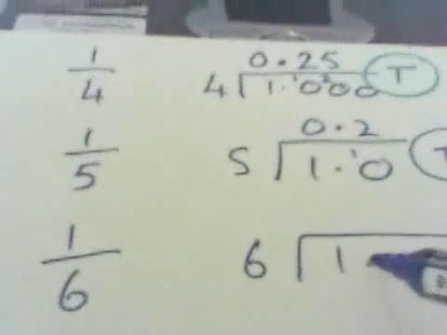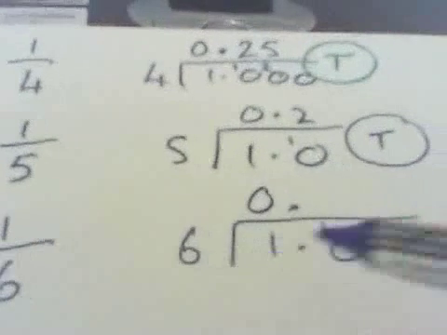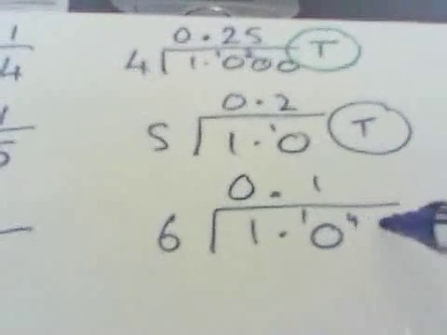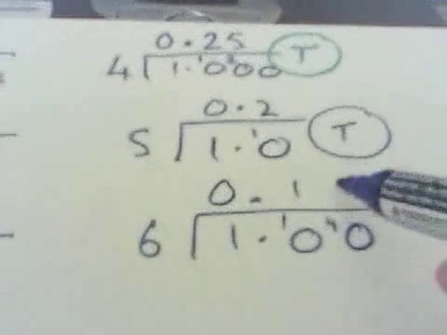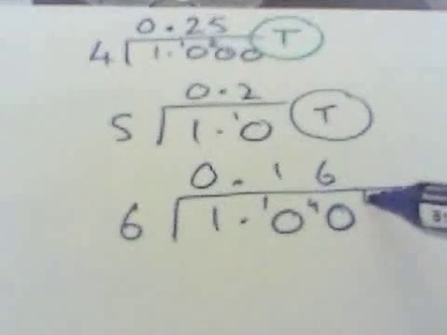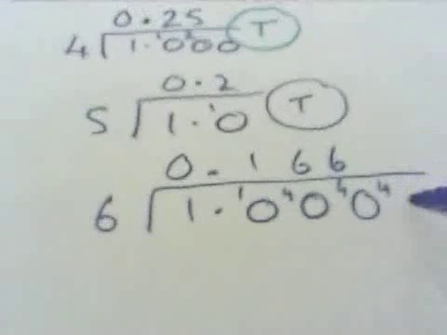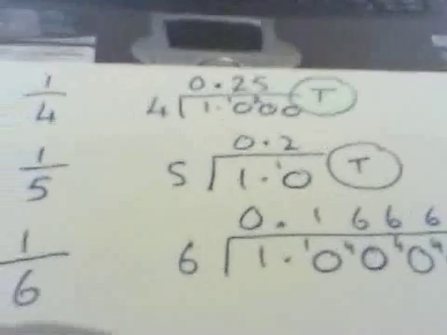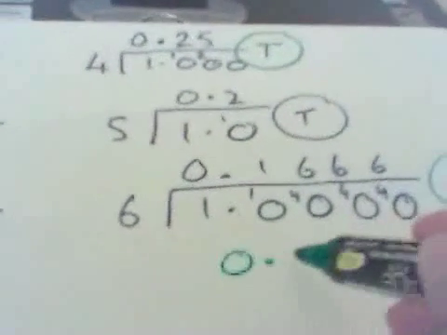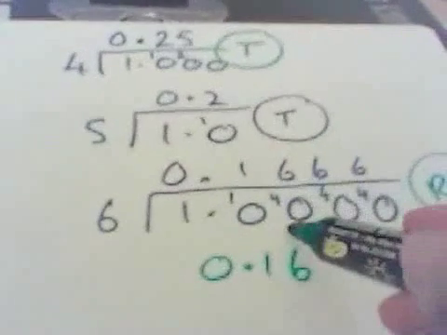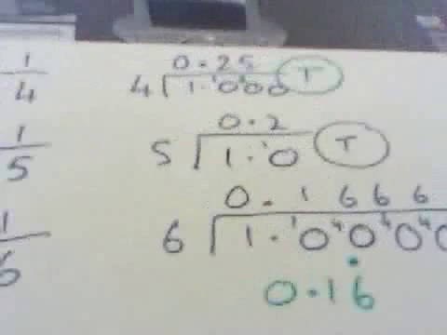6 into 1.0. 6 into 1 won't go. Carry the 1. 6 into 10 goes 1 with 4 left over. 6 into 40 will go 6. 6 6's are 36 and 4 left over. You see the pattern now? 6 into 40 will go 6, 4 left over, and again I could keep going forever and a day. That's a recurring decimal. I can write that as 0.1. Now the number that's repeating is the 6, so I just put the dot over the 6. There we have it, on to 1/7.